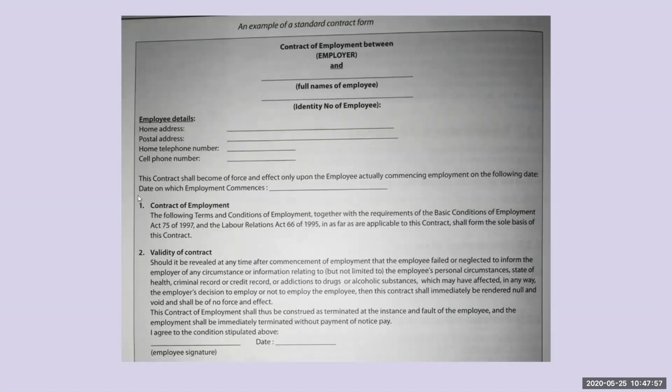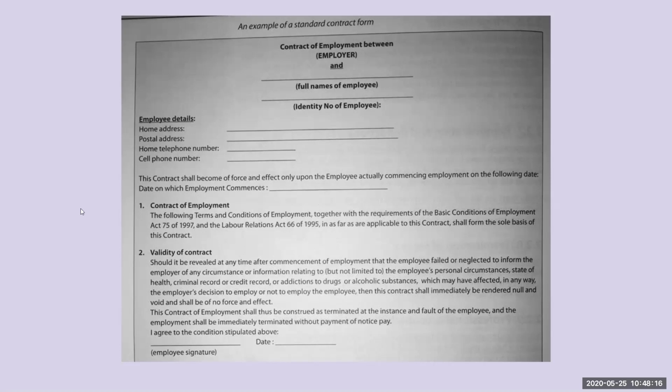This next part, contract of employment, just tells us which acts inform this contract, and that it's actually based upon our Basic Conditions of Employment Act and our Labor Relations Act. So that just means, guys, that it's still according to the law. We cannot just put anything in a contract like this.